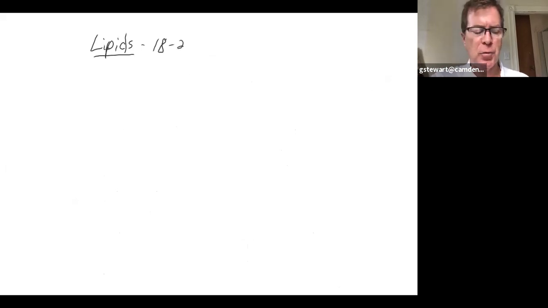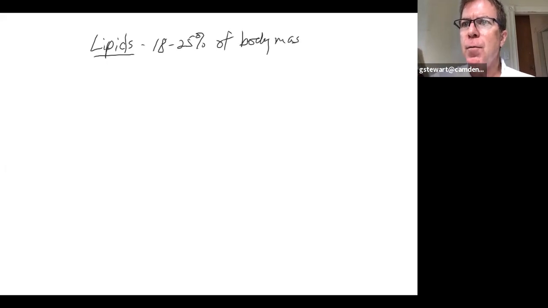So I'm going to say a few more things about lipids. I believe I covered lipids some on Tuesday. First, they make up more of the body's mass. So they make up about 18, I'm going to just say 18 to 25%. There's nothing concrete about those numbers. That's just an average. So you can see we're made up a lot more of lipids than we are of carbohydrates.